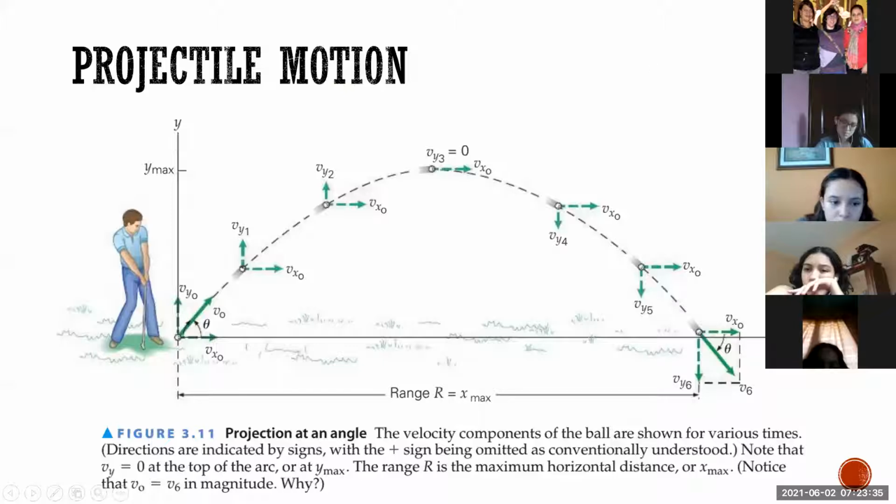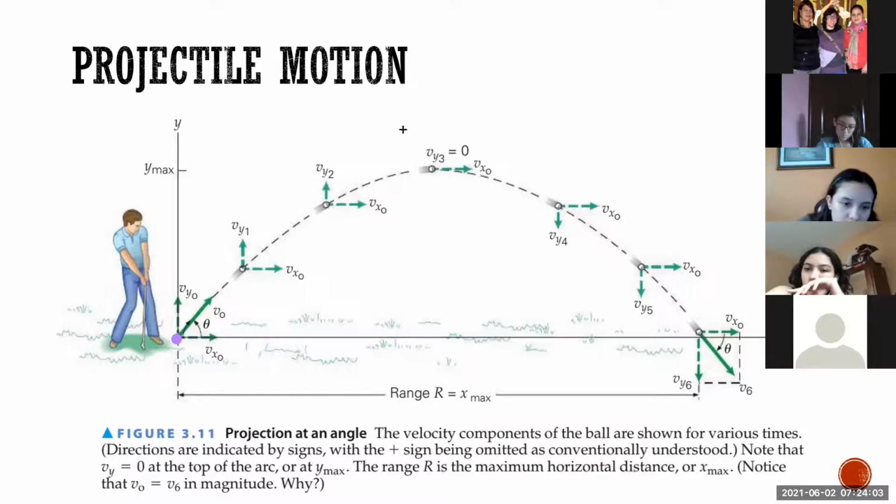Now take a look at that image over there. Projection at an angle. Take a look. This is the ball. Okay? So, of course, he's going to hit the ball. That's the purpose of golf, you know. He's going to hit the ball, and what happens?